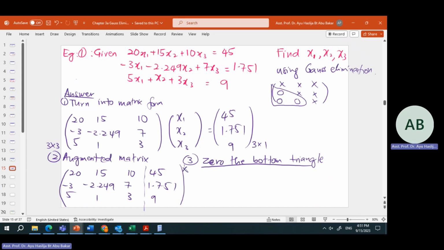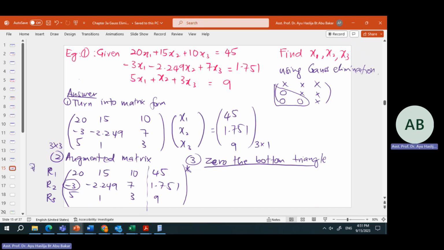Okay, first we pivot the first row. Then this is R1, R2, R3. Okay, now you need to zero this part, the -3. So we pivot the first row. Okay, pivot over here. So the new equation to find R2, R prime 2.